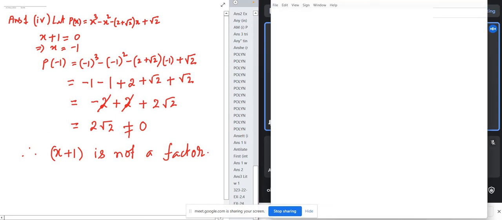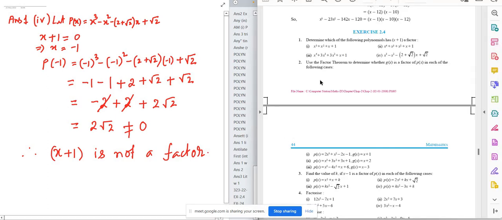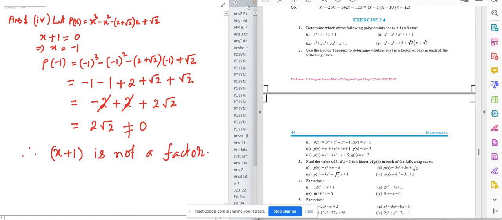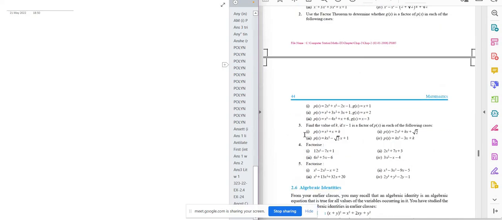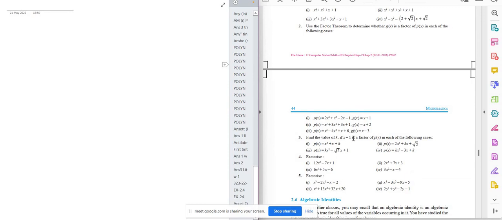Understood? Okay, now next question. Just read question number 2. Use the factor theorem to determine whether g(x) is a factor of p(x) in each of the following cases. Here also we have to check. So here 3 questions are given. So I am doing the first one and the third one.